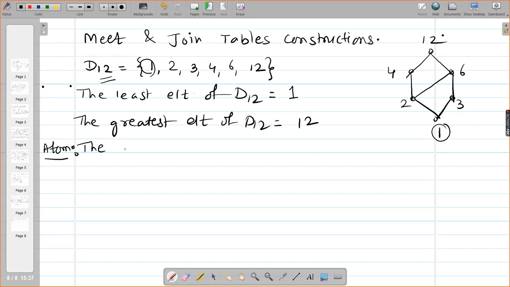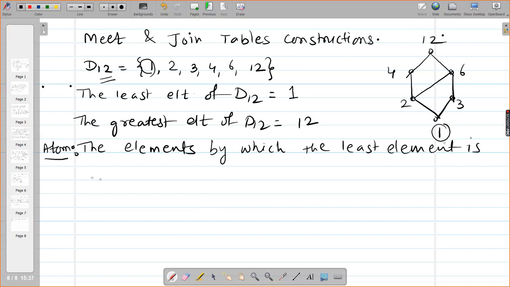Now we can write the definition of atom, as we know what the least element is. Atom means the elements which cover the least element, or the elements by which the least element is covered, is called an atom.